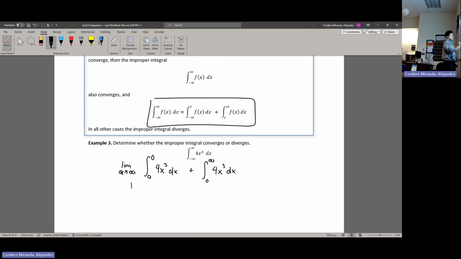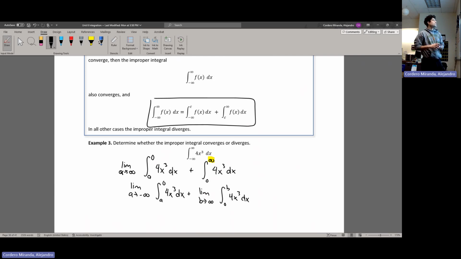And so then that would look like the limit as a goes to negative infinity of the integral from a to 0 of 4x cubed dx, plus, and then again, I have to replace this infinity with a b, so plus the limit as b goes to positive infinity of the integral from 0 to b of 4x cubed dx.